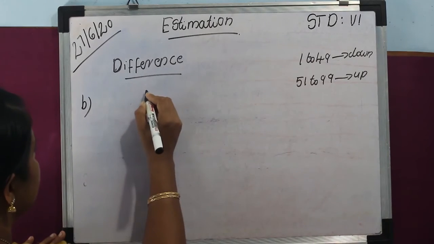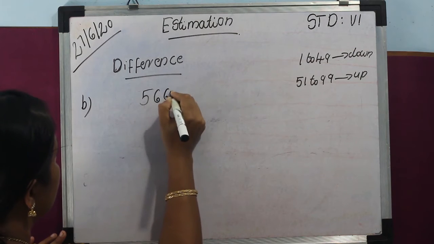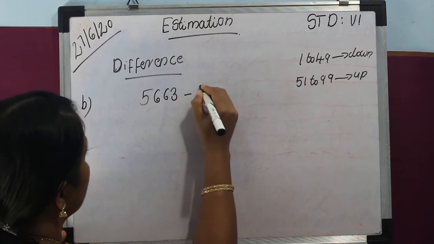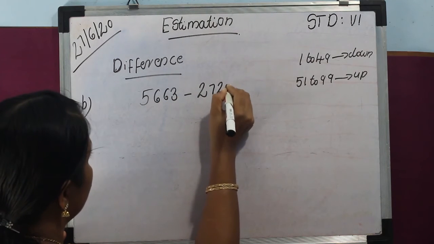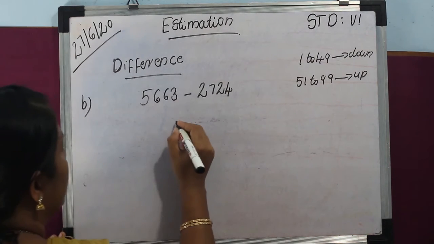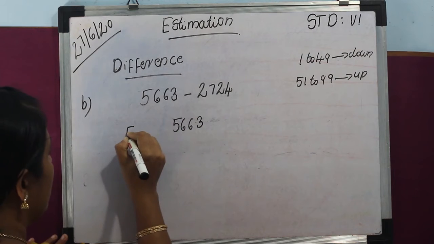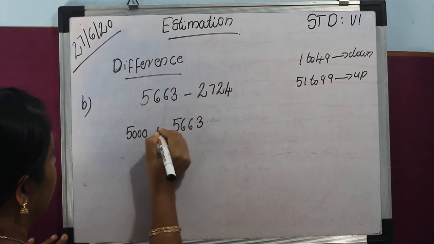Okay. Next example, consider the number 5663 minus 2724. Then we know that 5663 lies between 5000 and 6000.